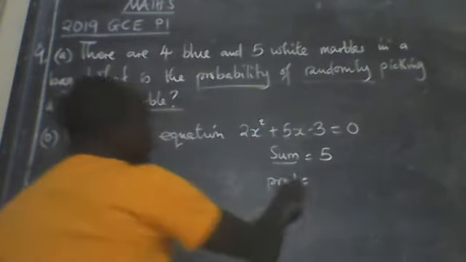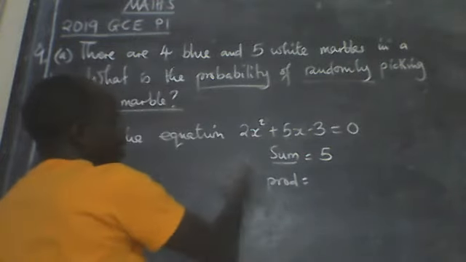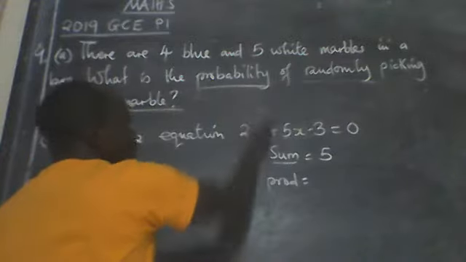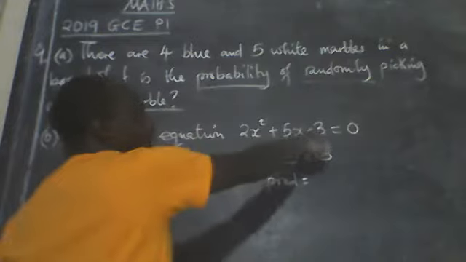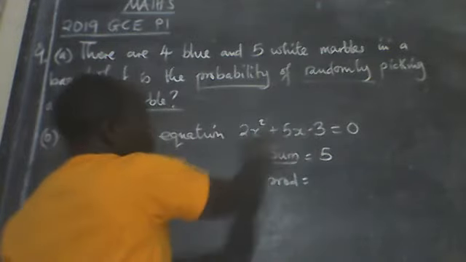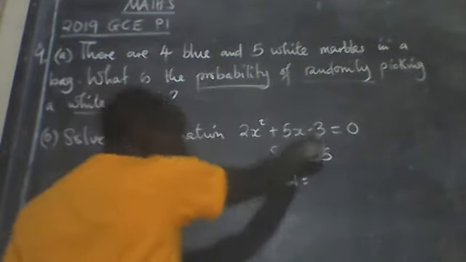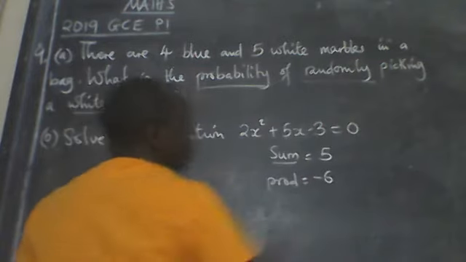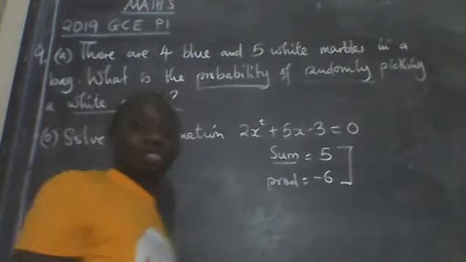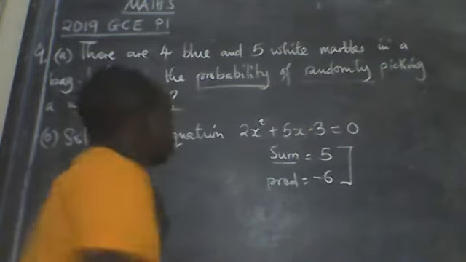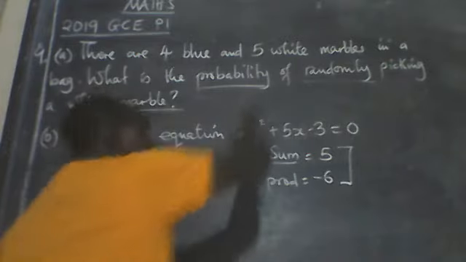And then the product is the multiplication. Product is the multiplication of the coefficient of x squared and the constant. So you multiply the 2 and the negative 3. Here it's a negative. So 2 and negative 3 will give us negative 6 here. Okay? If there's no number here, then that means there's a 1, isn't it? So there's a 1 here. If there's 1, you multiply the same thing.